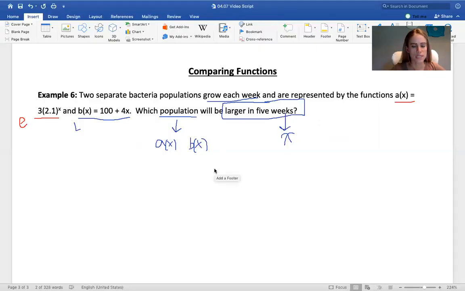All right, now that we have marked everything up and identified our question, what our variables represent, we can use substitution to solve. So for our exponential function, a of x is equal to 3 times the quantity of 2 1/10 raised to the power of x. So for 5 weeks, a of 5 is equal to 3 times 2 1/10 raised to the power of 5. So in this case, 5 weeks.